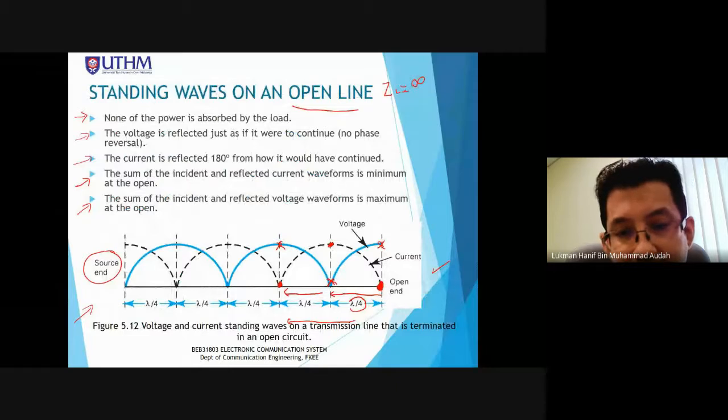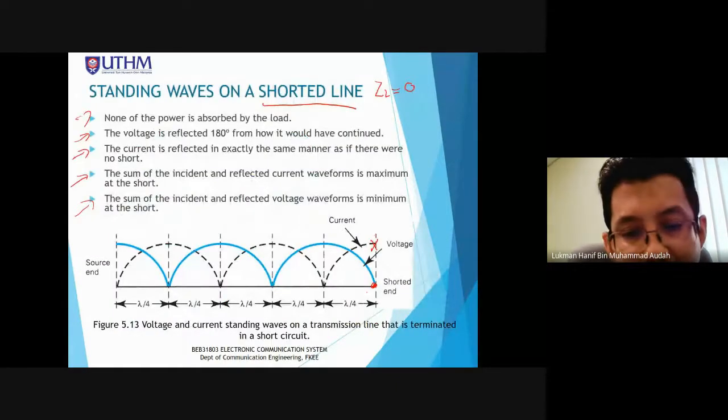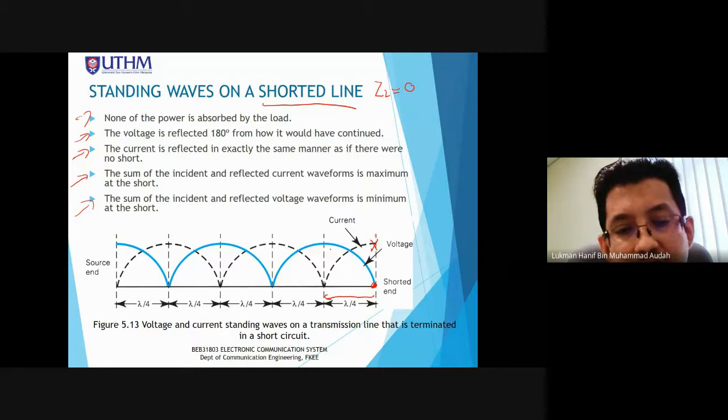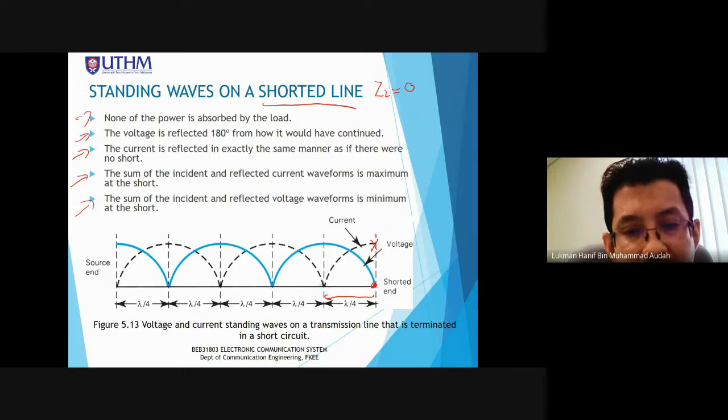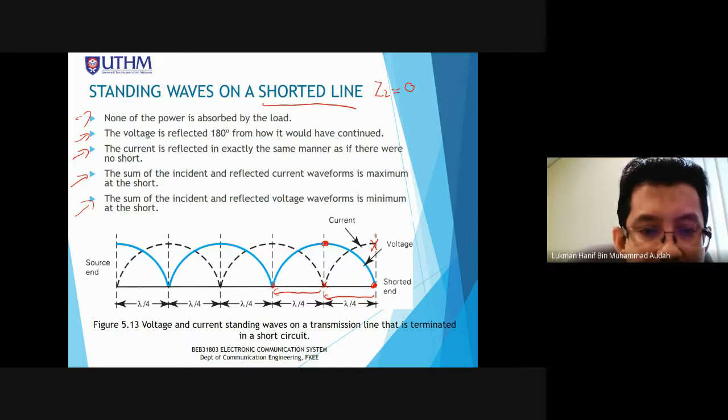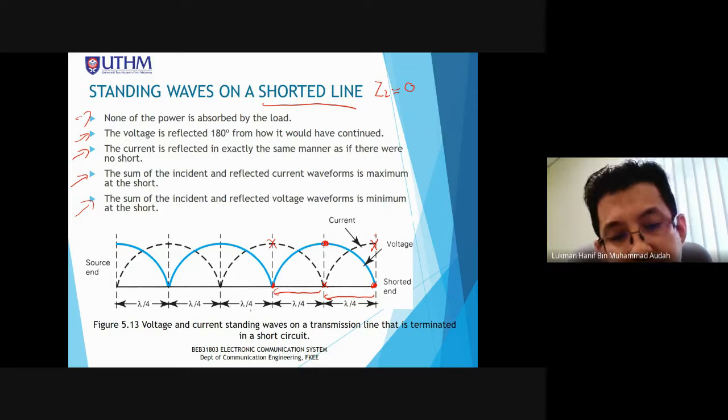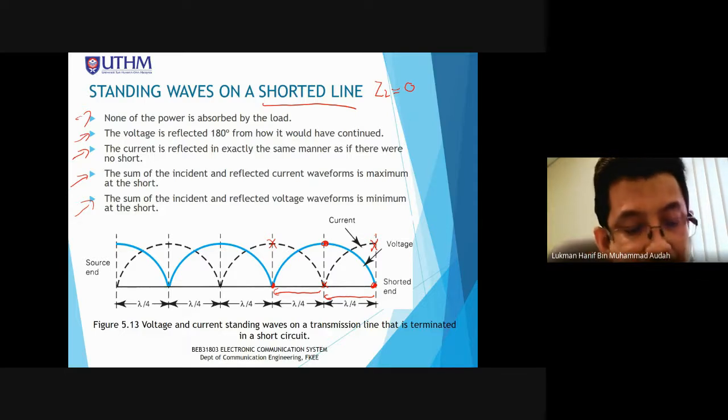Terbalik. Okay. And again, if we move from load to the source pada jarak lambda over 4, we're going to see that the current would be minimum and the voltage would be maximum. And if we move again, lambda over 4 towards the source, we're going to see that the voltage is minimum and the current is maximum dan seterusnya. Okay, kita boleh lihat dia punya perubahan voltage dan juga current pada jarak-jarak tertentu.